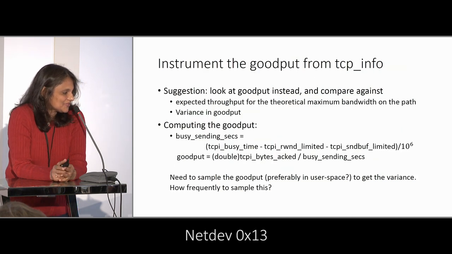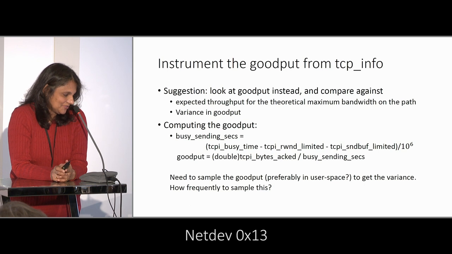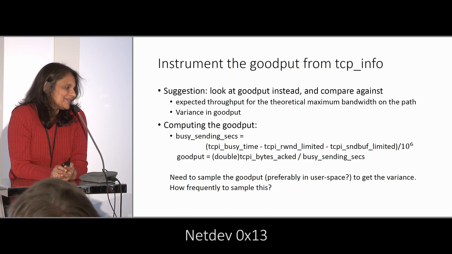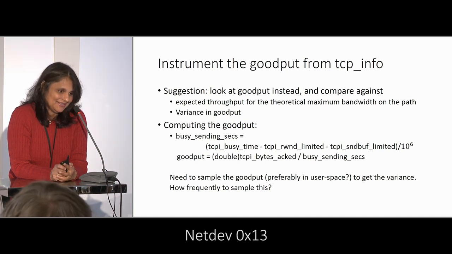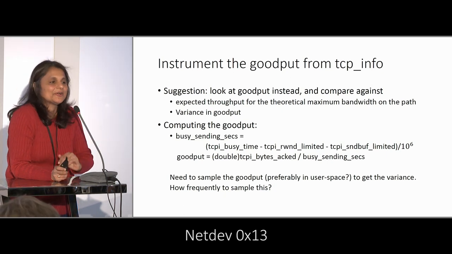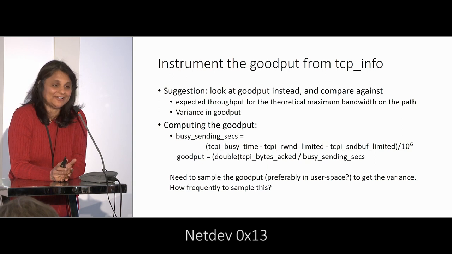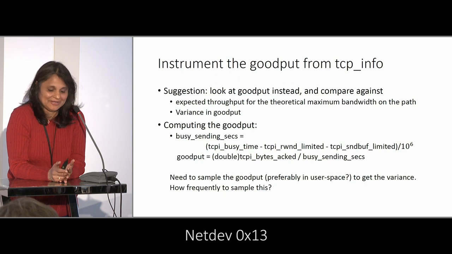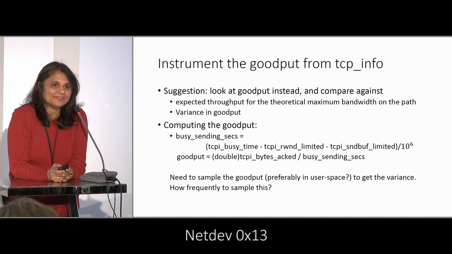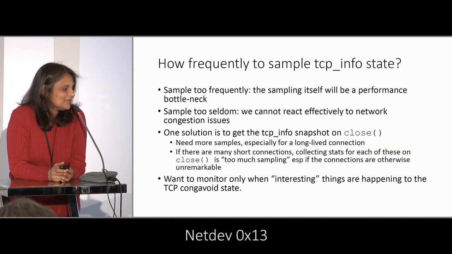So what was suggested to me was to compute the goodput using this expression that you see here. And Neil said, OK, compare that with the maximum possible goodput you can get, which is good to know if you know the maximum possible goodput, which is possible if you have a dark fiber or a dedicated line. But if you're sharing this with somebody and your goodput varies depending on the time of the day and the day of the month, you need some samples to compare the variance in your goodput. So that takes me to the second problem, how frequently to sample this.